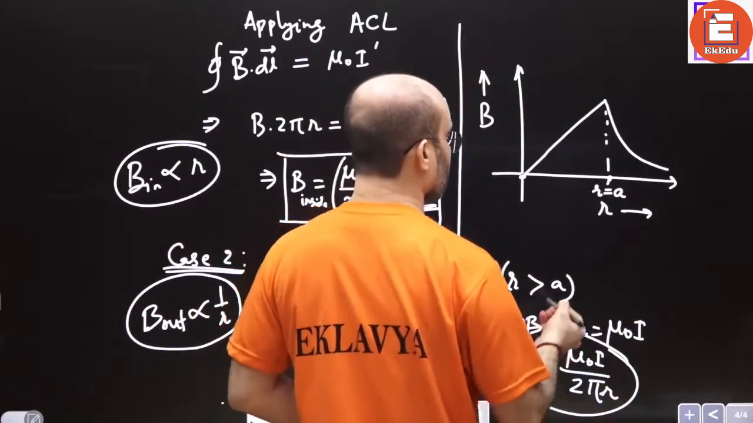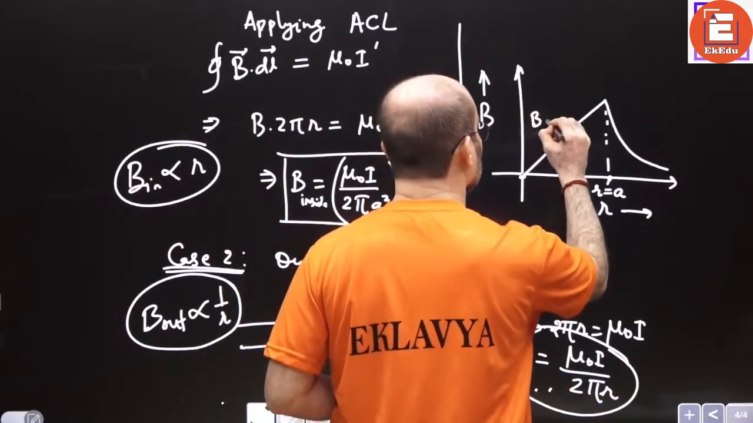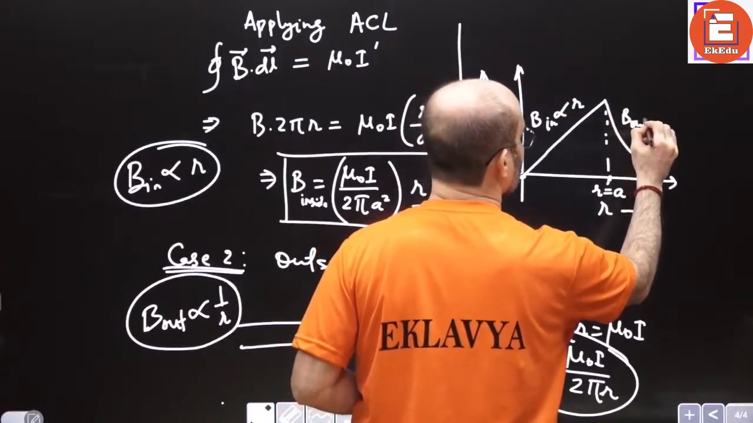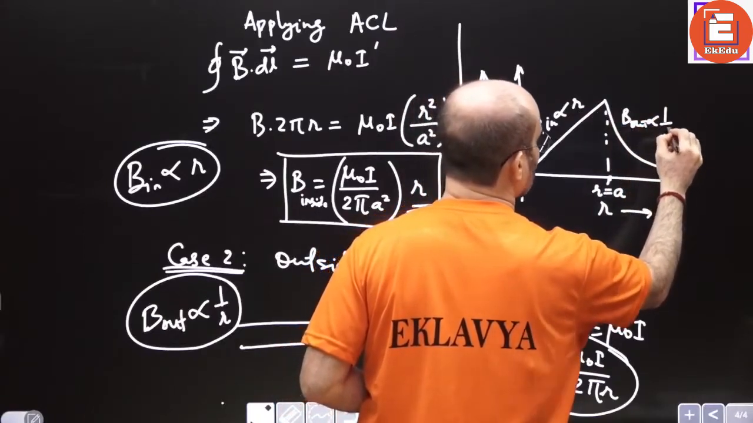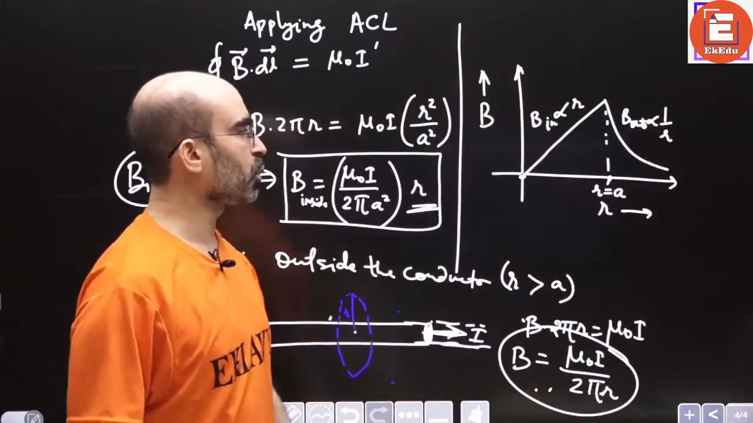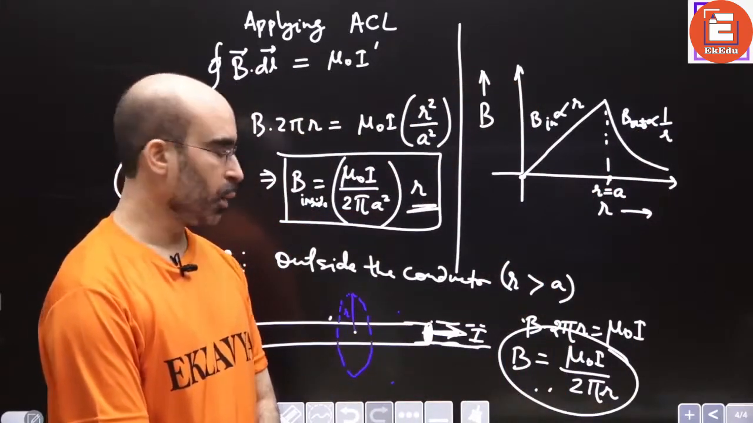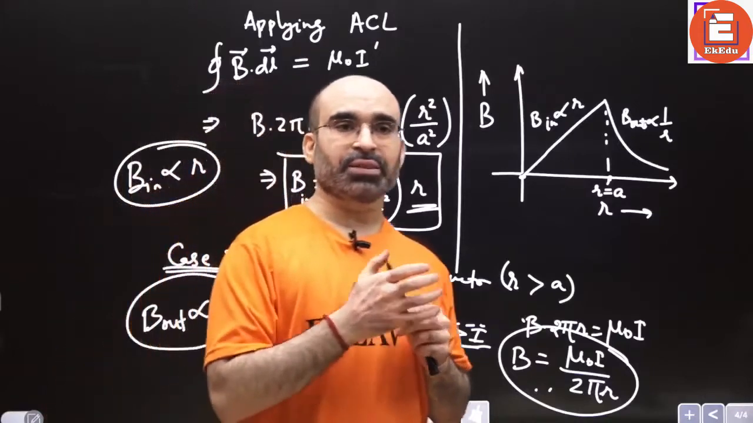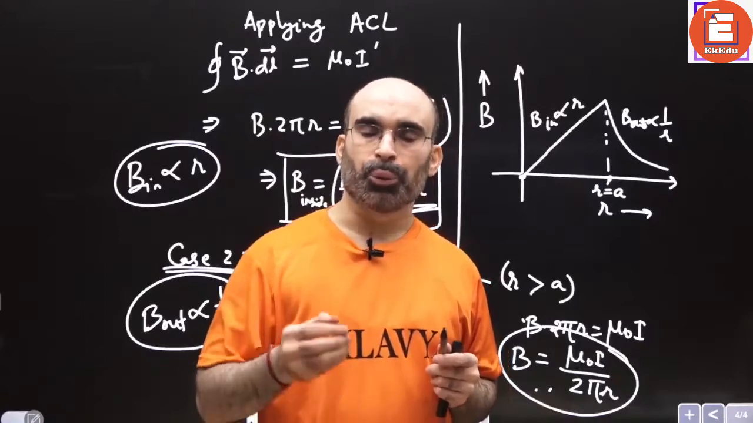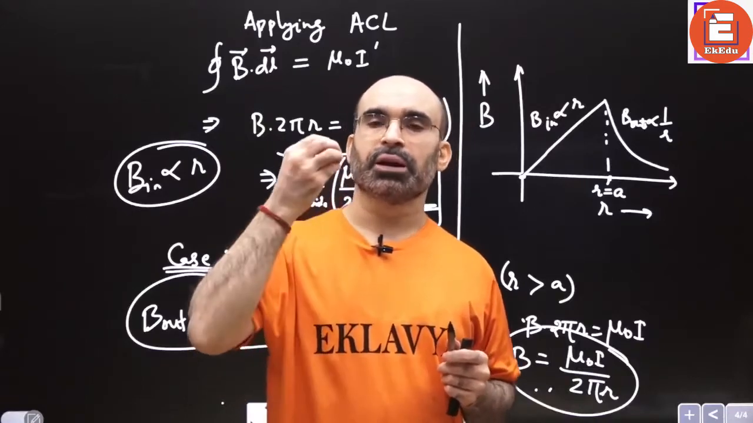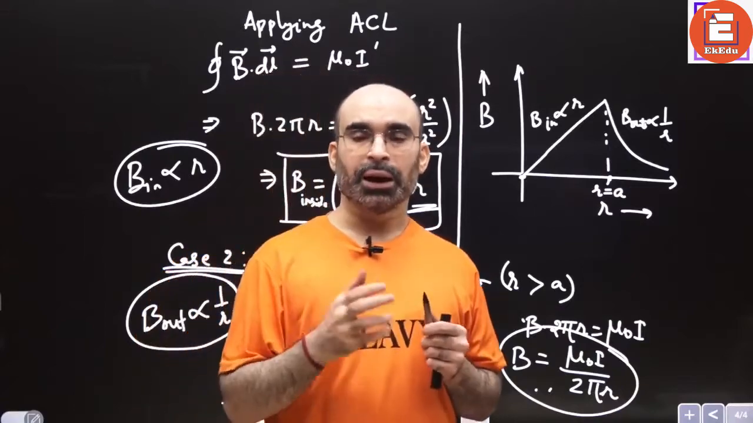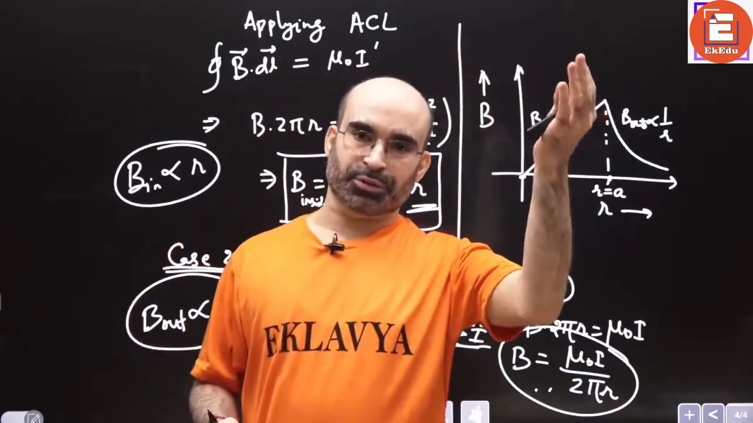Right? Like this. So what is the B inside? It is directly proportional to R. B outside, it is inversely proportional to R. This is how this graph is going to be. Okay, so what is ACL? What is the proof of ACL? Where ACL is significant, right? And where Biot-Savart law is significant.